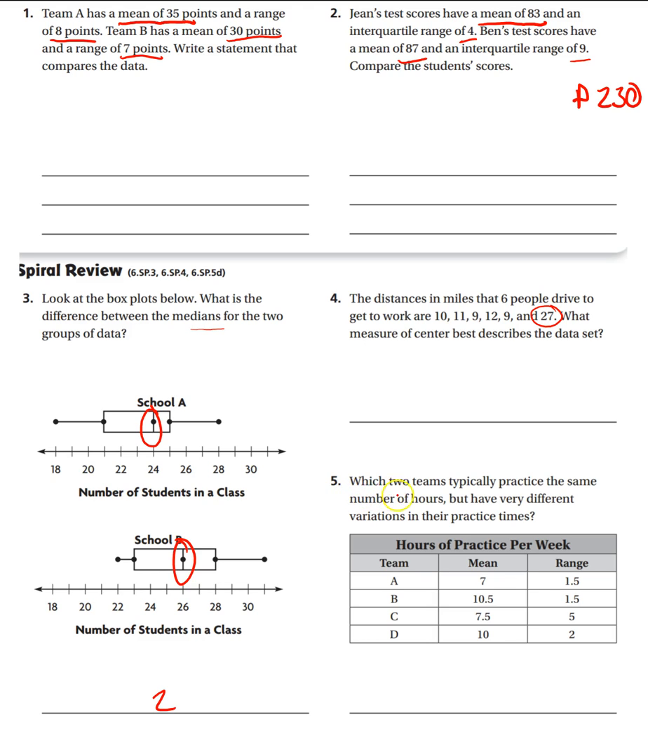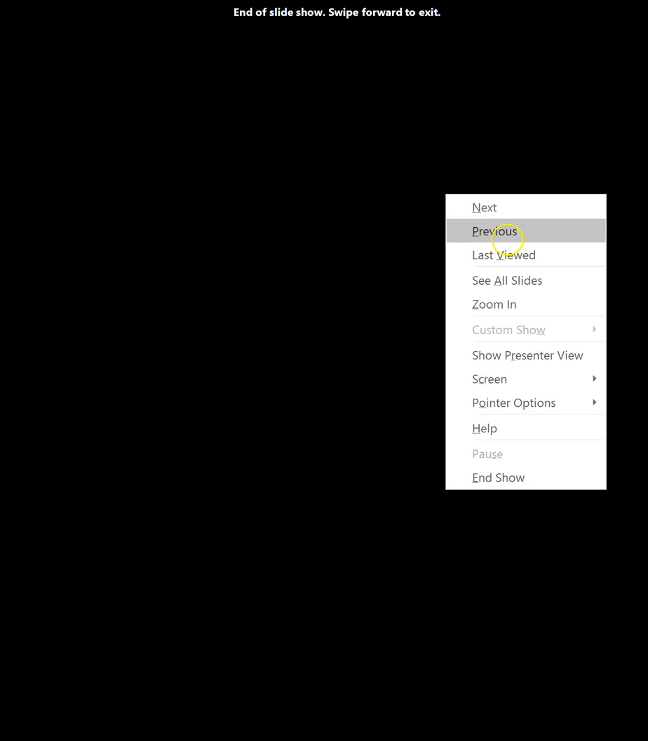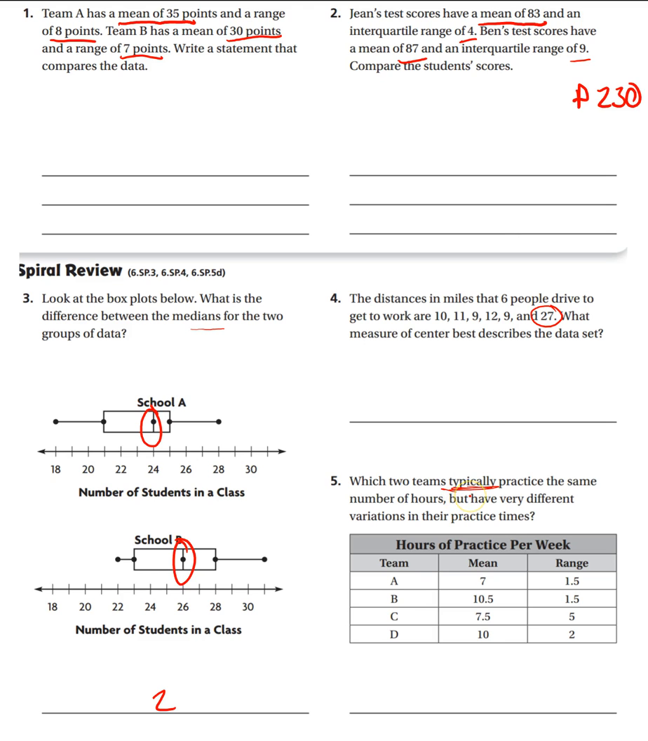Number 5, which two teams typically, so typically means we're going to use the mean or the median, that word typically, so we're going to be using the mean, practice the same number of hours but have very different variations, so have a big difference in the range. So let's see. 10 and 10.5 are pretty close, but their ranges are very close too. 7 and 7.5 are very close, and their ranges are also very different. So Team A and Team C.